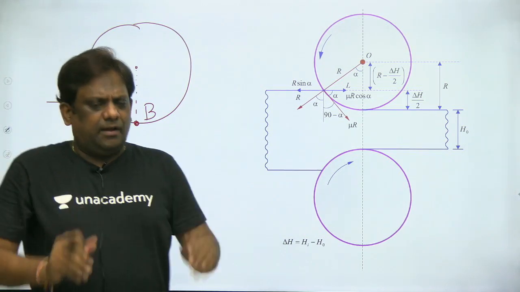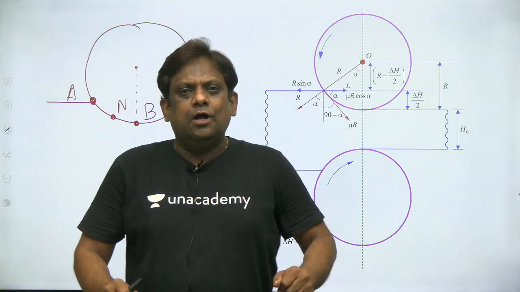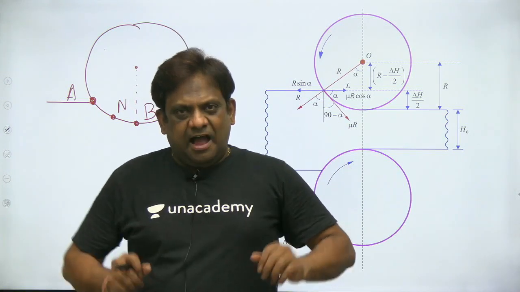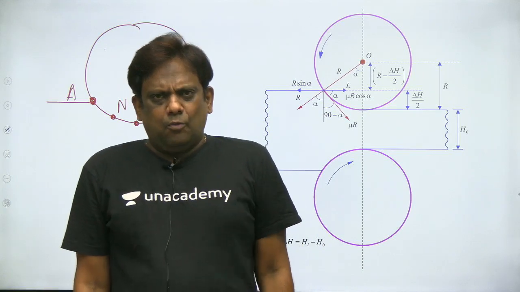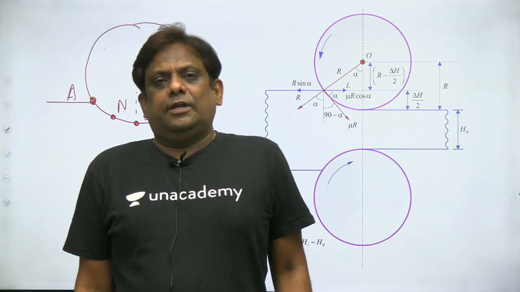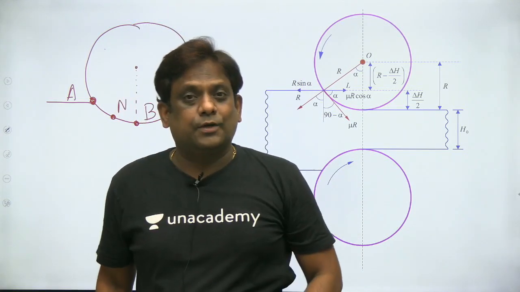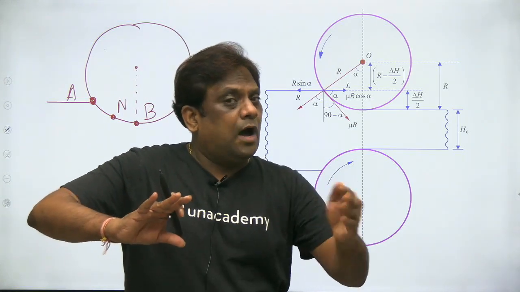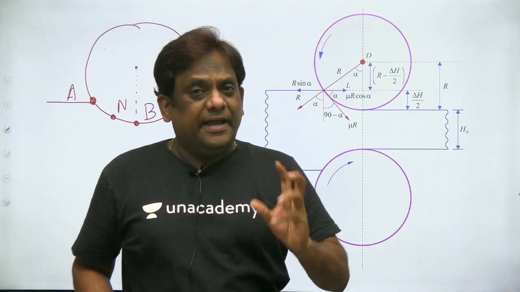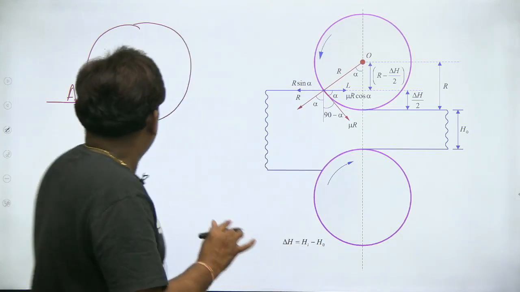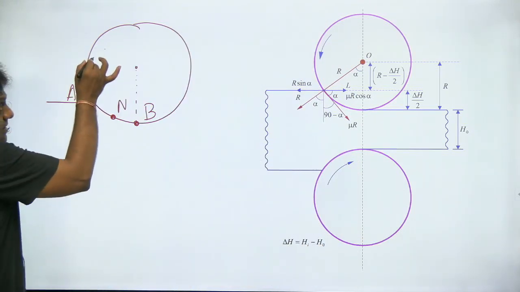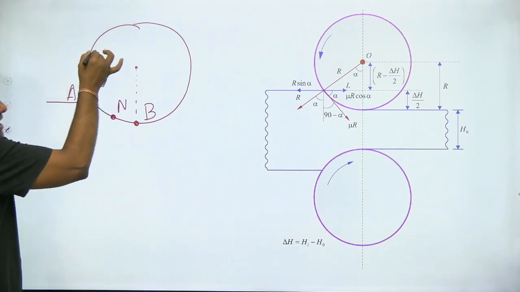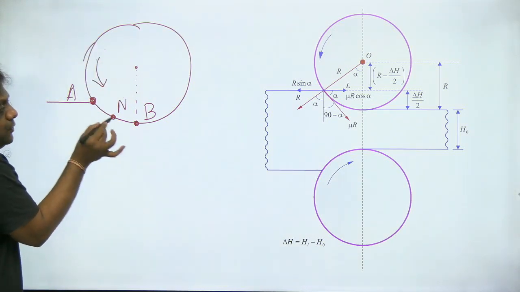See, if someone is going faster, I'm going very fast, and I push you, what will happen? I'm moving faster, you are going slowly. If I come and push you, what will happen? The one who is faster will push the one who is retarded, and that one will move ahead. Meaning which one is at higher velocity? Roller. I'm talking from A to N.